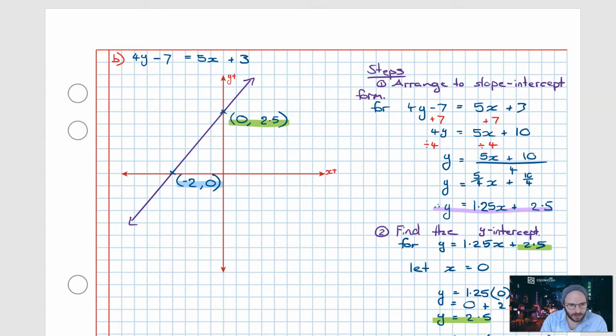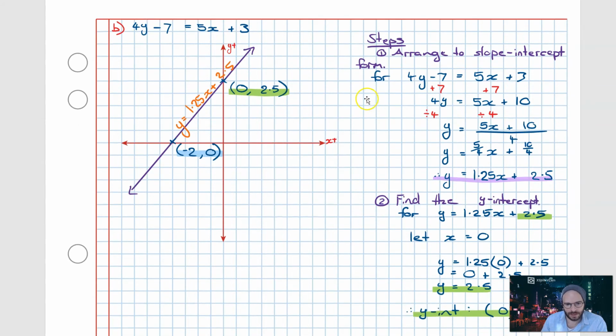So you've got a choice. You can either write this relationship here, or more preferably, you could go y equals 1.25x plus 2.5. So the relationship that we deduced over here. This relationship here and this relationship here, they're the same thing. The only difference being is that one's in slope-intercept form and the other's in a non-standard form.